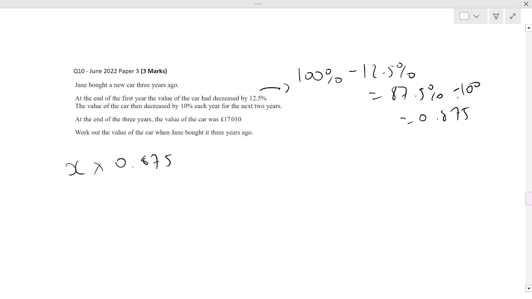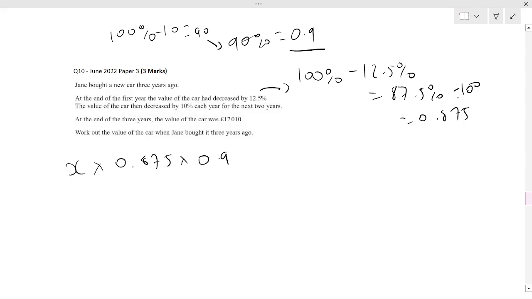Okay, but that'll be the first year. Then it decreases by 10% every year after. So then we're going to need 90% of all of this. So remember, 90% is going to be 0.9, or 100%, and then we're decreasing it by 10 to get us to 90. Okay, and then this is our multiplier of 0.9, and this happens for 2 years.